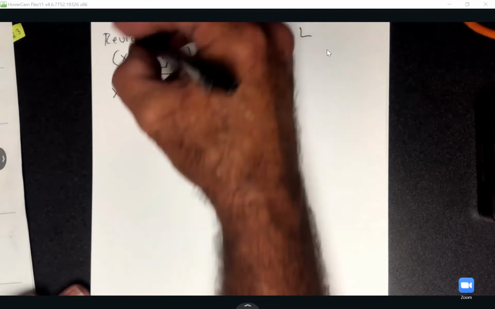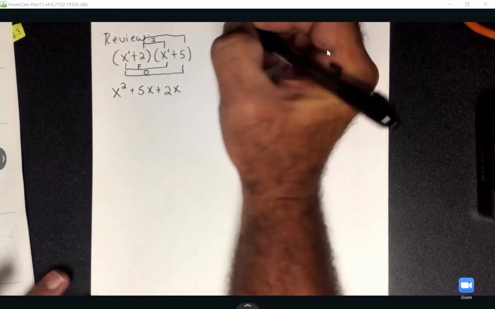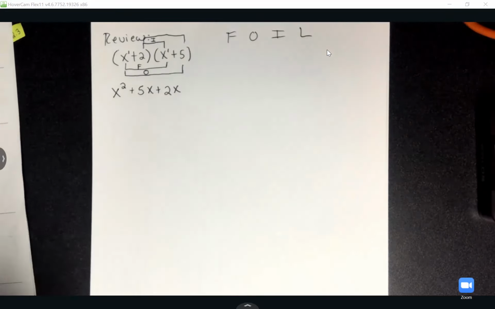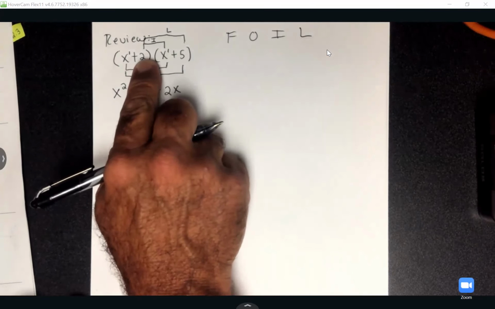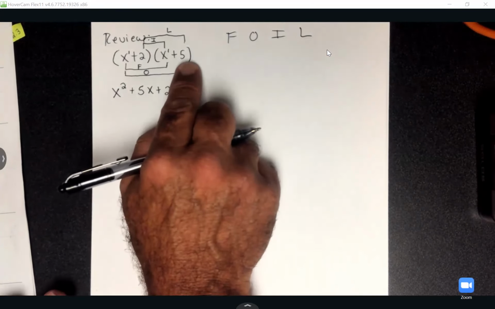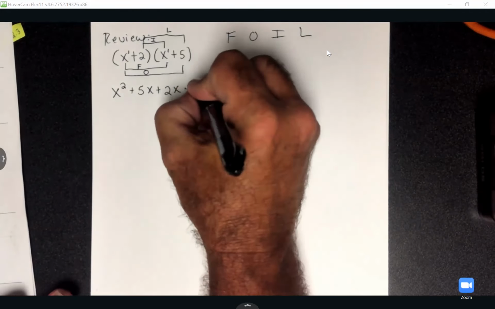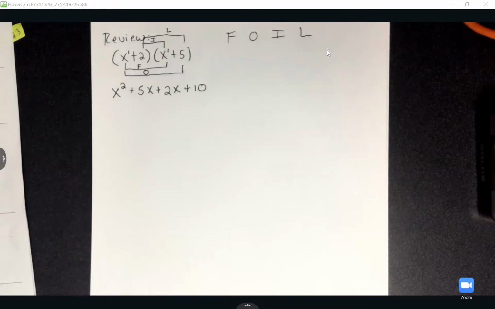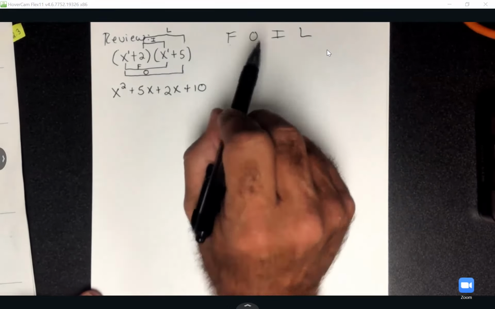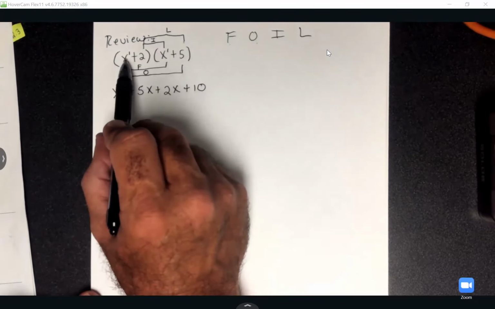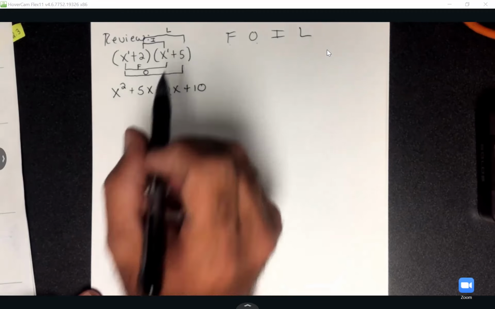Which leaves me with the L. And the L is the last term in each parenthesis. The last one in the first parenthesis is 2 times the last one in the second parenthesis is a 5. So that 2 times 5 would give me a 10. So they just want you to remember you got 4 things to multiply. But y'all, all I did was take the X, distribute it, take the 2, distribute it.